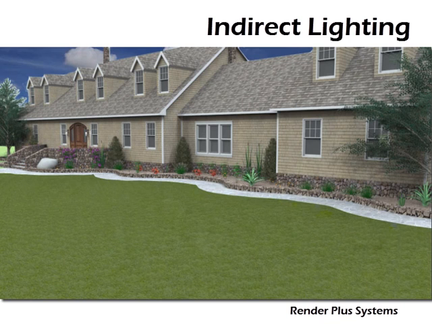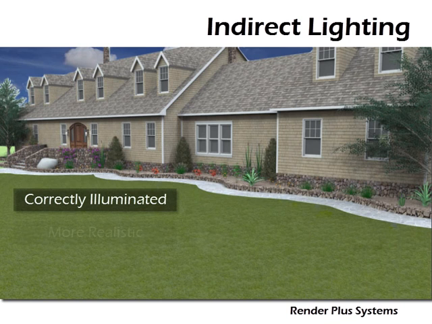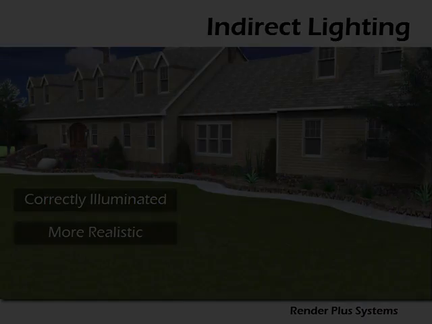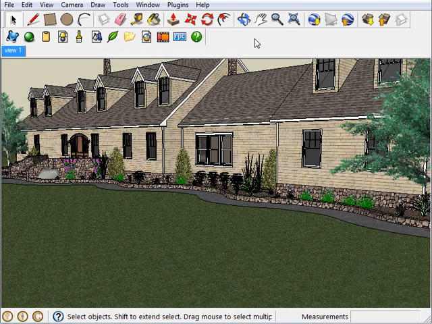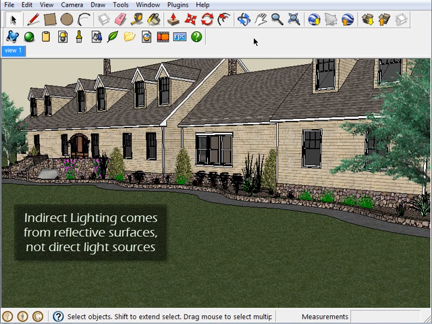When rendering with indirect lighting, your model will be correctly illuminated and will make your rendering look more realistic. Indirect lighting is a subtle but important feature of any rendering you do. Indirect lighting is lighting that comes from reflective surfaces throughout the model, and not from a direct light source.